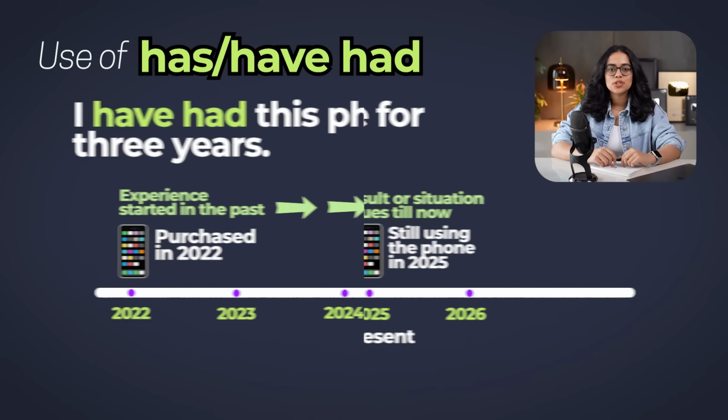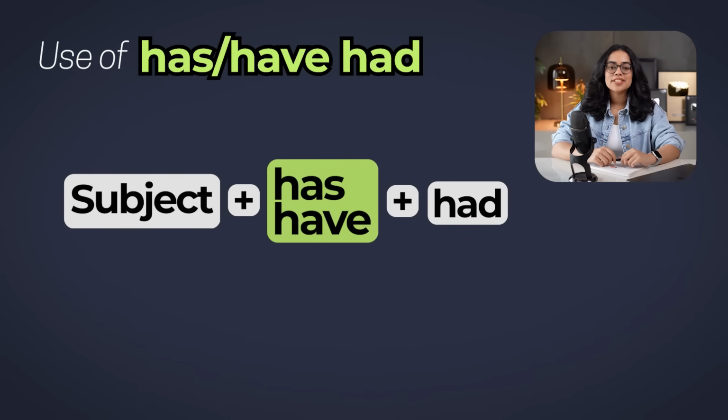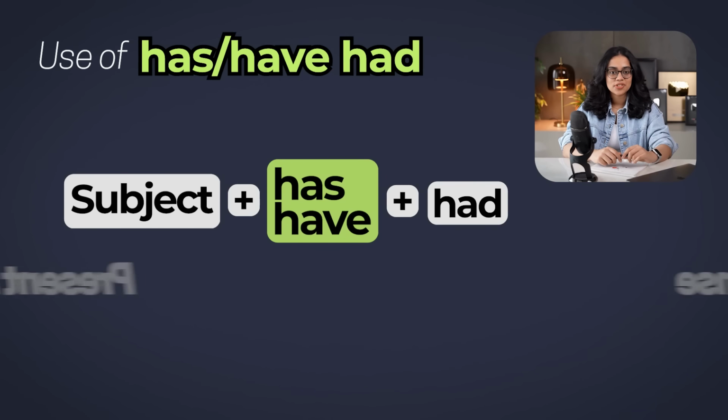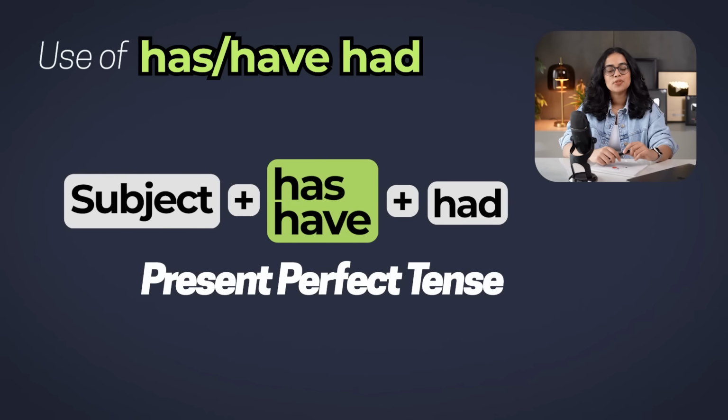The grammar structure looks something like this. Subject plus have or has. Now, use of have or has will depend on the subject you use. If you use he, she, it, we use has. This is a basic rule in English. And finally comes had. This structure is called the present perfect tense.